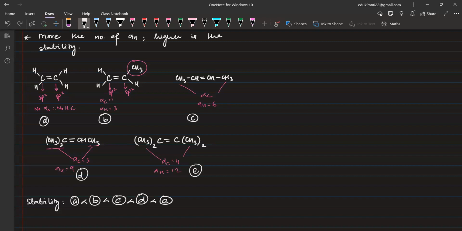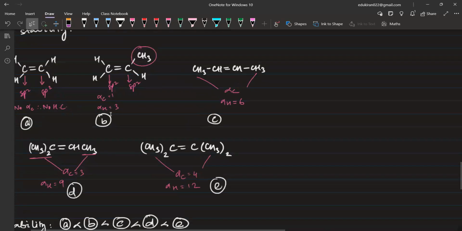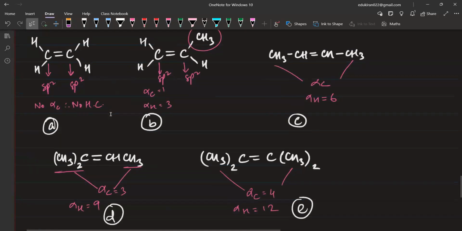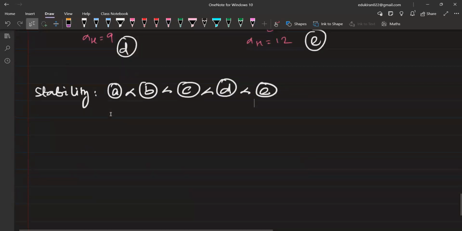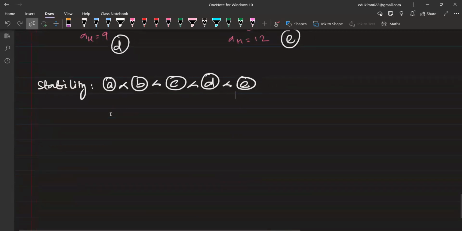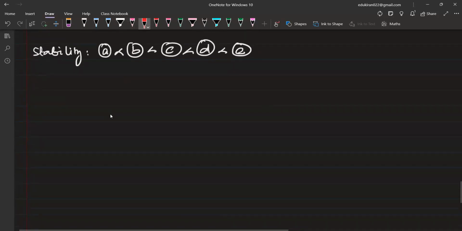All of you got this, guys? Yes or no? Please tell me. Yes, sir. Now, next, stability of reactive intermediates. Wait, note one second. There is just one point that we need to write.